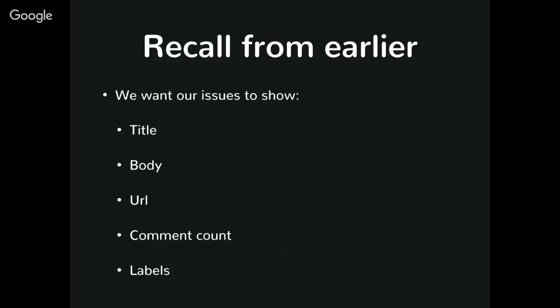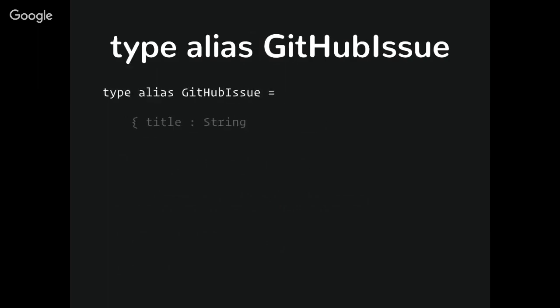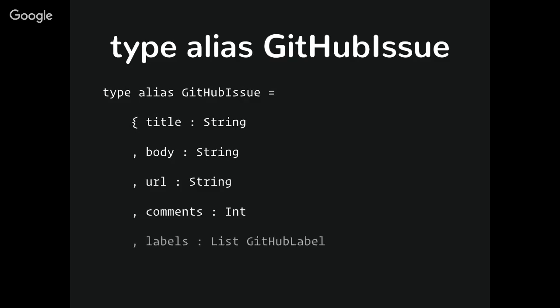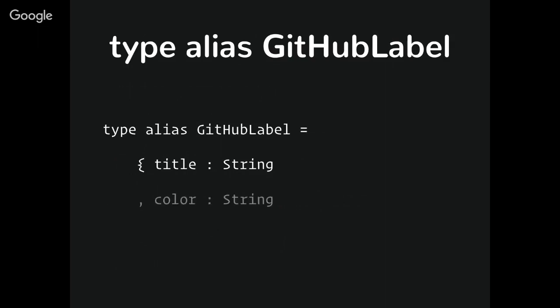So earlier, if you recall, these are the things that we want to show from a GitHub issue. So we can pretty much just model it directly as is. I want a title that's a string, a body that's a string, same for the URL. The comments, we're just returning the comment count, which maybe I could have named better, but we're returning an integer. And then we're returning a list of GitHub labels. So if we define a GitHub label, that includes a string that's the title, a string that's a color, and that's it.